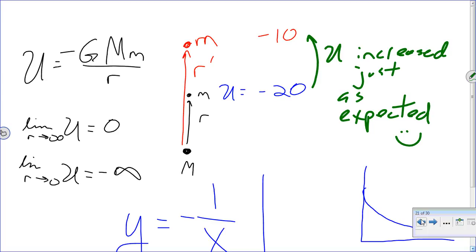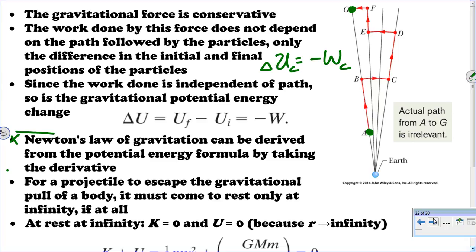So, all right. Any problems with how to calculate gravitational potential energy, the fact that it's conservative, any of that work done by gravity? Are we good with that? All right. This is a useful little trick, you guys. This idea that the work done by gravity is the opposite of the change in gravitational potential energy. Okay, so there you go.